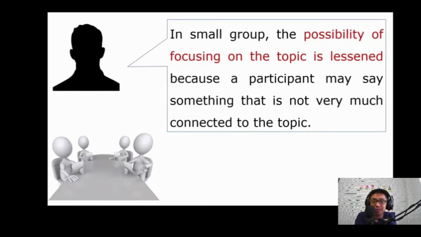Next, in a small group, the possibility of focusing on the topic is lessened because participants may say something that is not very much connected to the topic. Yes, it's true, right? In a small group, since you have more people involved, then the possibility of focusing on the topic is already lessened. It means that there are people in the group who might interrupt one another. Okay, and sometimes their topic is not connected already. The questions are not connected to the topic that the whole group is supposed to be discussing.